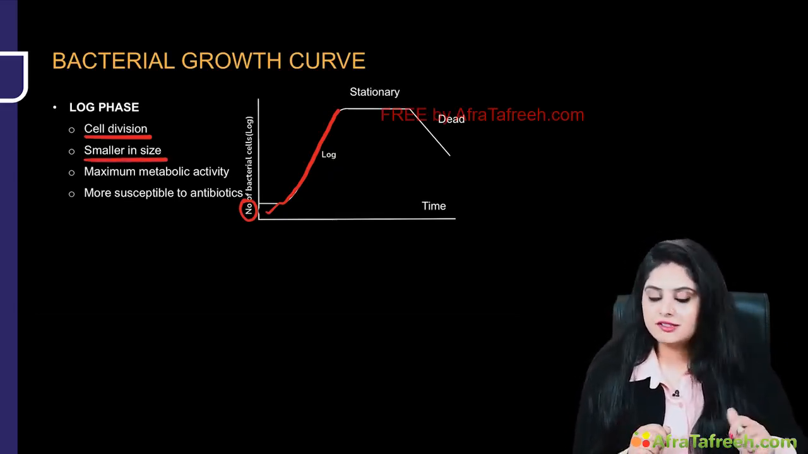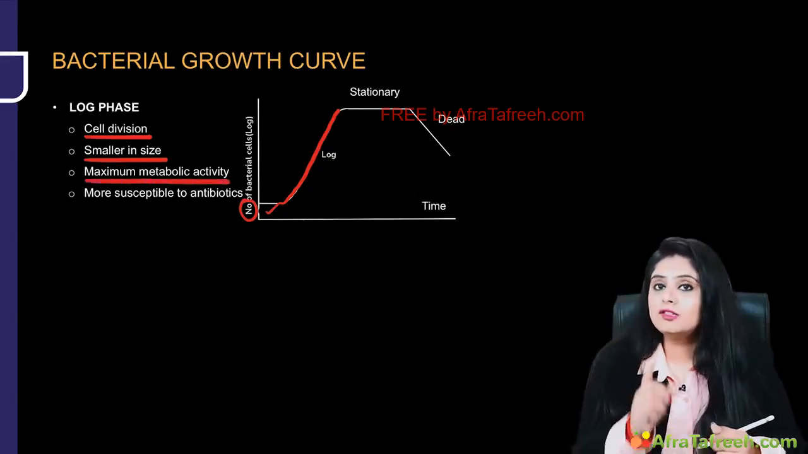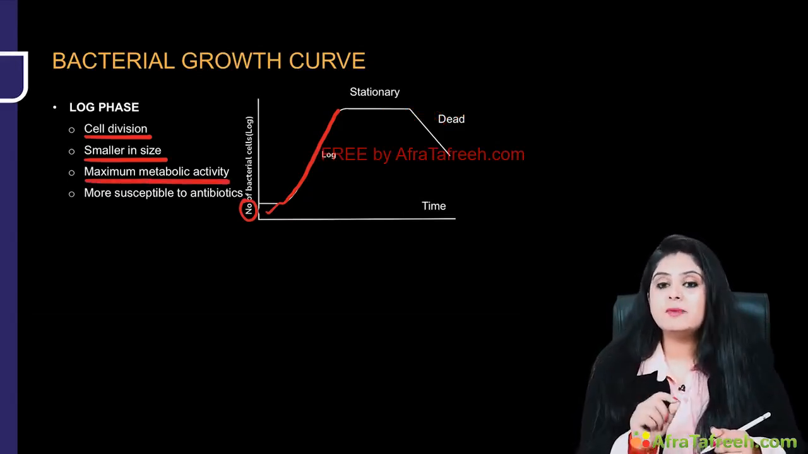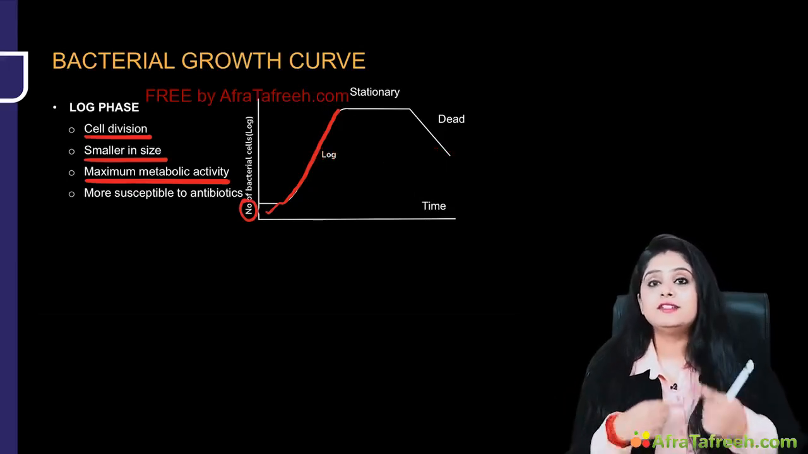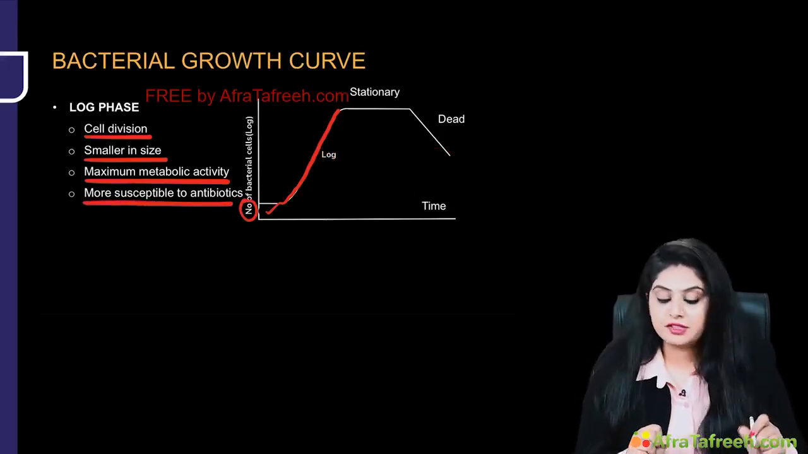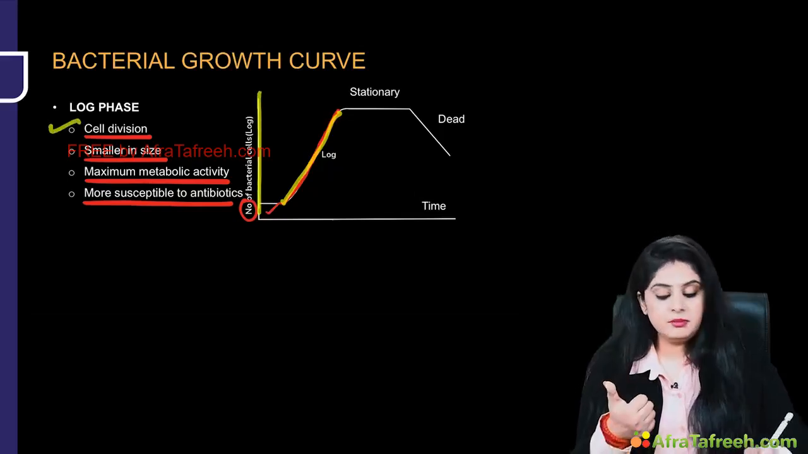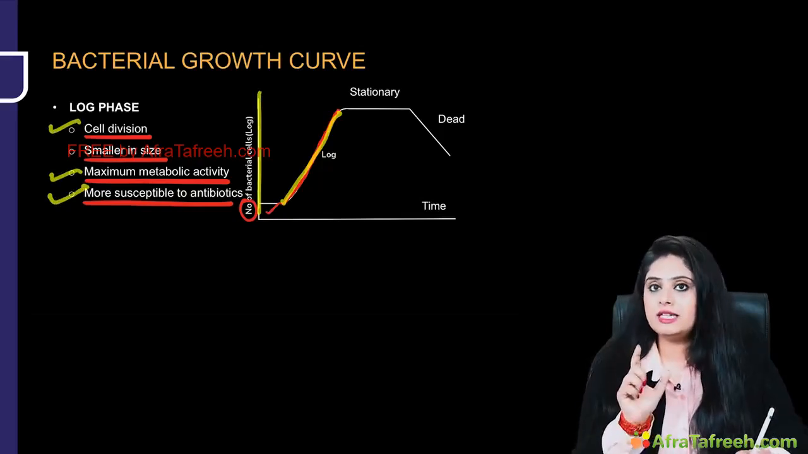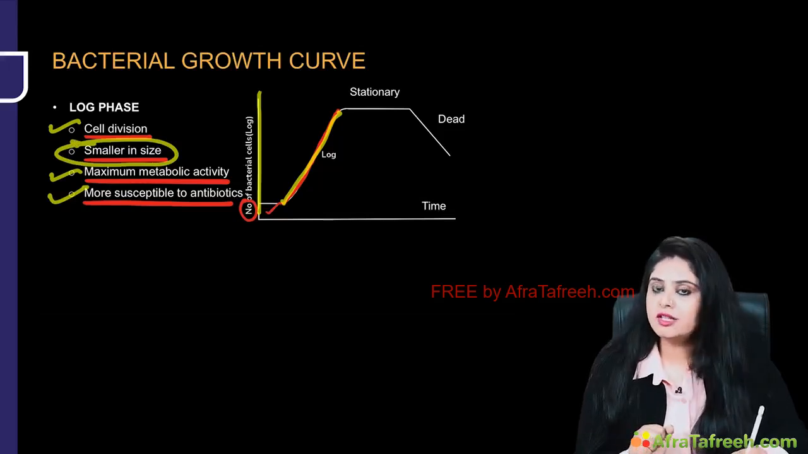The bacteria is going to become smaller in size, and because it's dividing, it has a lot of metabolic activity. Also, go back to your pharmacology and remember, when does an antibiotic or any drug act the best? On a cell that is dividing. So maximum susceptibility to antibiotics is also in this phase. Repeating once again, this is the time when the number is increasing, meaning it's very active, so the antibiotics are going to kill it. Because it is so active, it loses weight and becomes smaller in size.